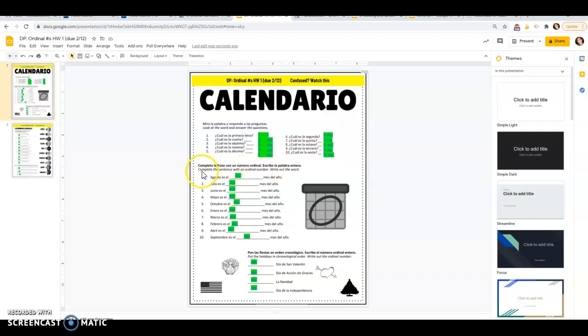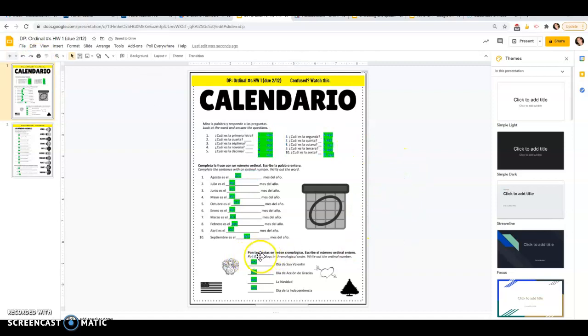For this next part, it says, complete the sentence with an ordinal number. Write out the word. So these are months of the year. So you have to say August is the, well, I know if I go January, February, March, April, May, June, July, August, August is the 8th month. So for that one, I'm looking for the word eighth, which in Spanish is octavo. I'm going to erase these just so I don't accidentally leave free answers in here.